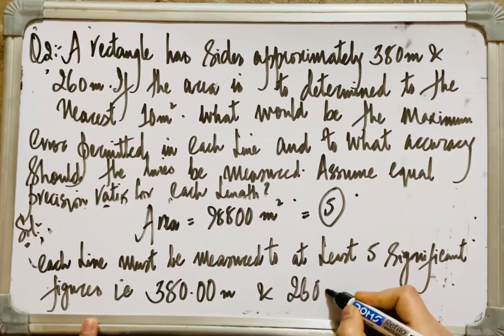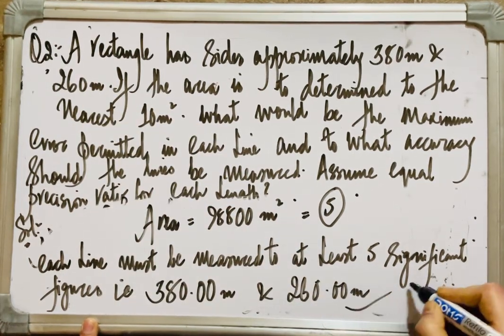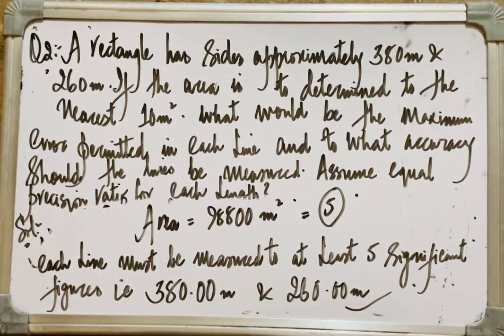This will become, all right, both have been expressed to 5 significant figures. All right, because it's the general rule that when the numbers are either multiplied or divided, the result has significant figures equal to the least number of significant figures of the individual numbers.